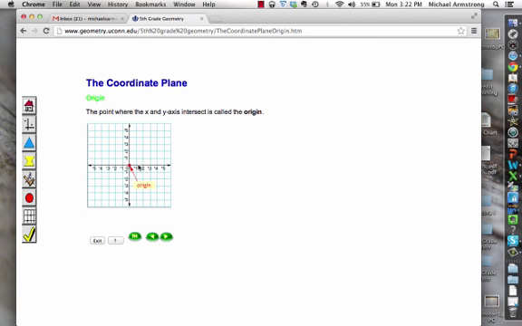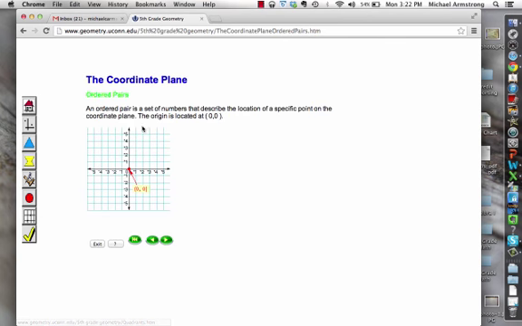Now, what's neat here, we're talking about integers, so 0, and you go positive 1, positive 2, positive 3, positive 4, positive 5, and on into infinity. And negative 1, negative 2, negative 3, negative 4 into infinity. And the same thing vertically. Positive is up and negative starts going down.